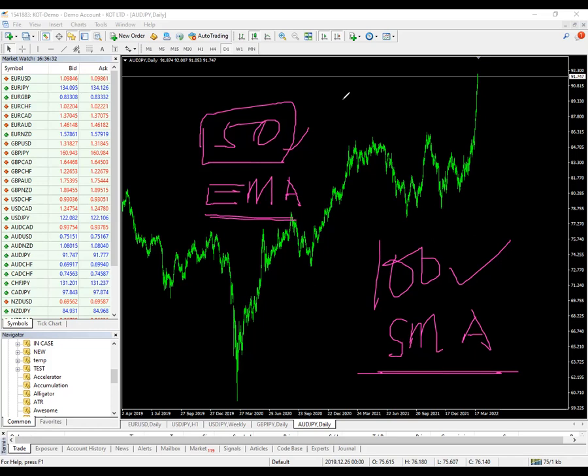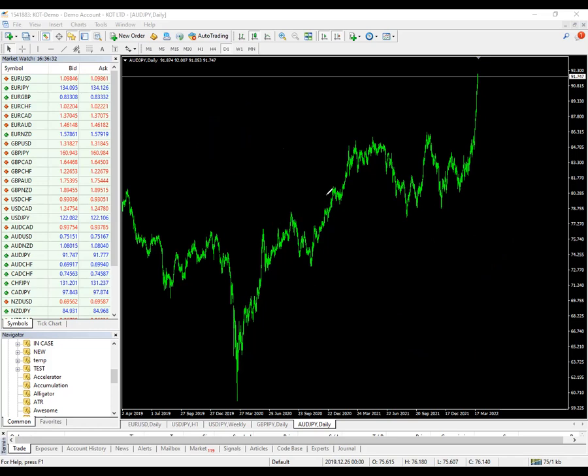Is that okay? But you can choose to use only one. You can choose to do only exponential moving averages or only simple moving averages. You can choose to do that.